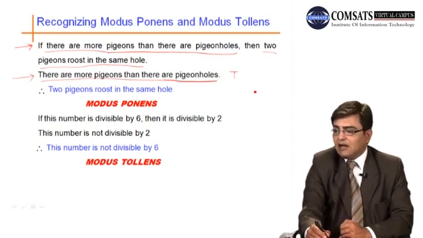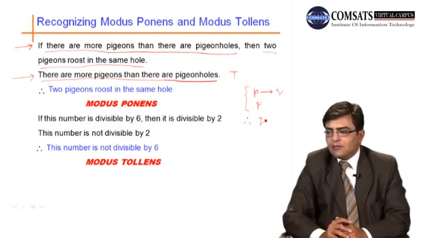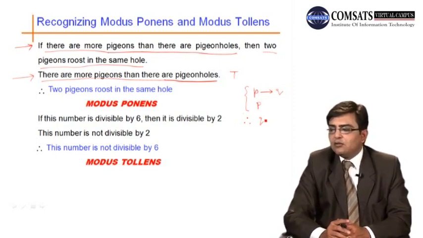This argument form has exactly the form like this: P implies Q and P. So if we have two premises like this, P implies Q and P, where P is true and this conditional statement is also true, this is basically modus ponens, and we conclude here Q, that two pigeons roost in the same hole. दो pigeons जो हैं वो same पिंजरे में या same pigeon hole में बैठेंगे. So this is basically modus ponens.